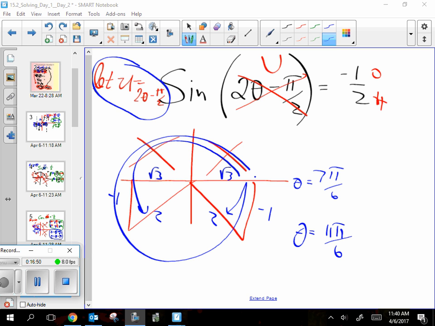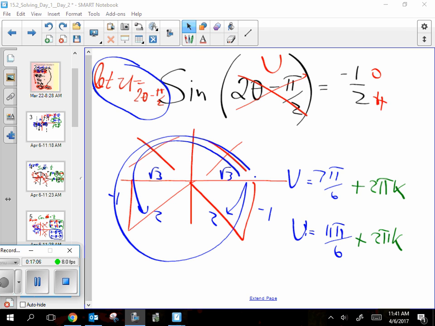Now, what are some things I've forgotten? Well, first of all, these were u's. Okay, next, I got to remember the plus 2 pi k thing. How many guys remembered your plus 2 pi k piece? All right, good. And then I got to get this to actually be what I said it was going to be. U is actually, over here, 2 theta minus pi over 2.